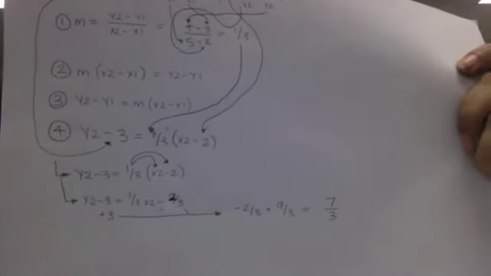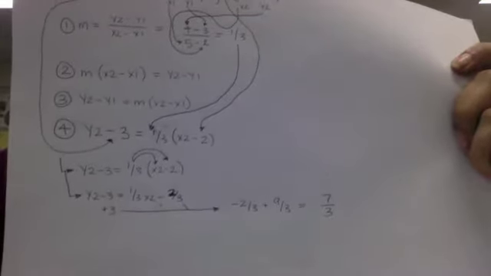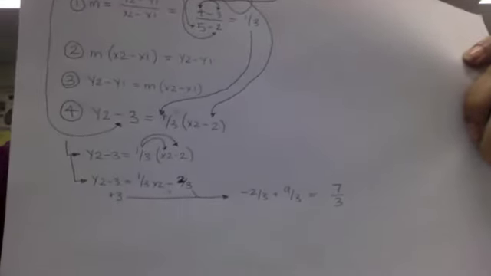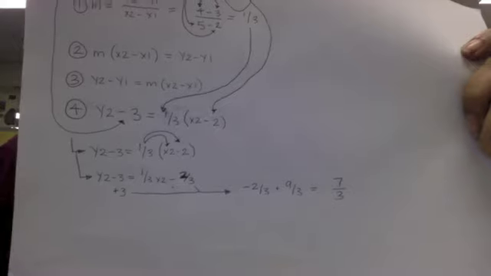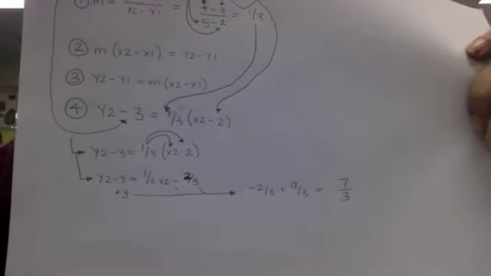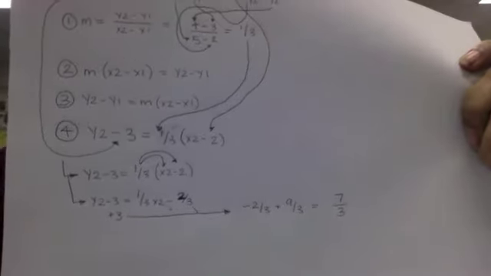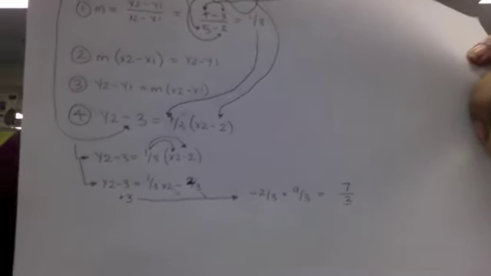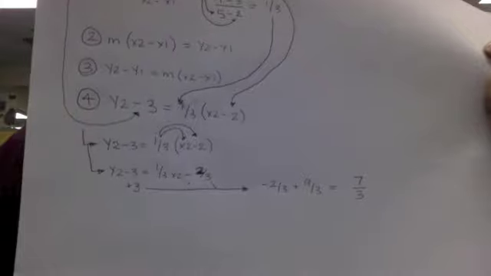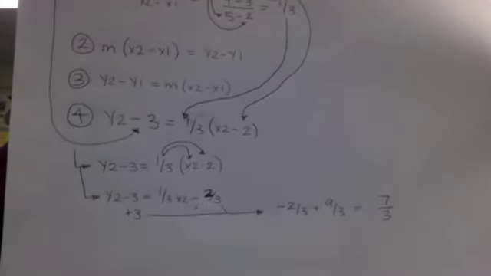Now we have to use distribution in order to simplify this equation. So you simplify your slope, otherwise known as 1/3, and distribute it to the x2 and the minus 2. Now you're left with y2 minus 3 equals 1/3 x2 minus 2/3.